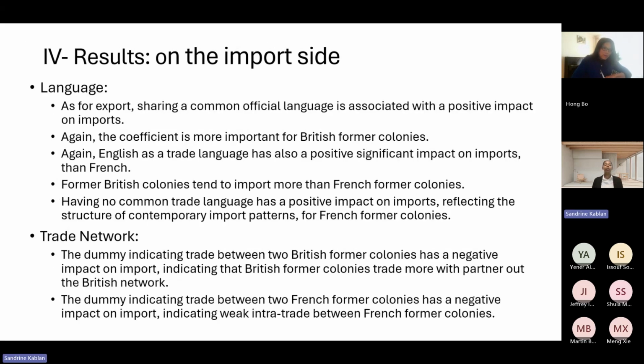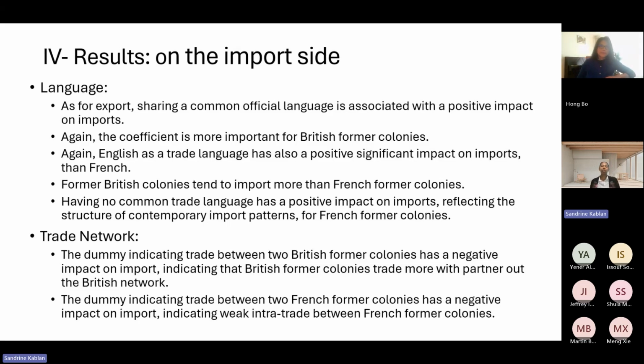For language, we have the same pattern. English appears as a language that has a positive and significant impact on imports, and French is not really significant. Former British colonies tend to import more than French former colonies. And again, having no common trade language has a positive impact on imports, reflecting the structure of contemporary import patterns.